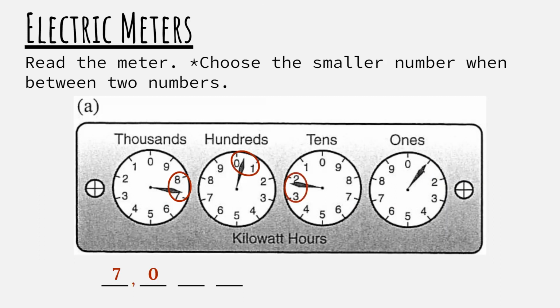For tens, we're between 2 and 3. We're going to go with 2. And then our ones looks like it's pretty much right on the 1. So we're going to go with 1. Our label is going to be kilowatt hours. So our final answer is 7,021 kilowatt hours.